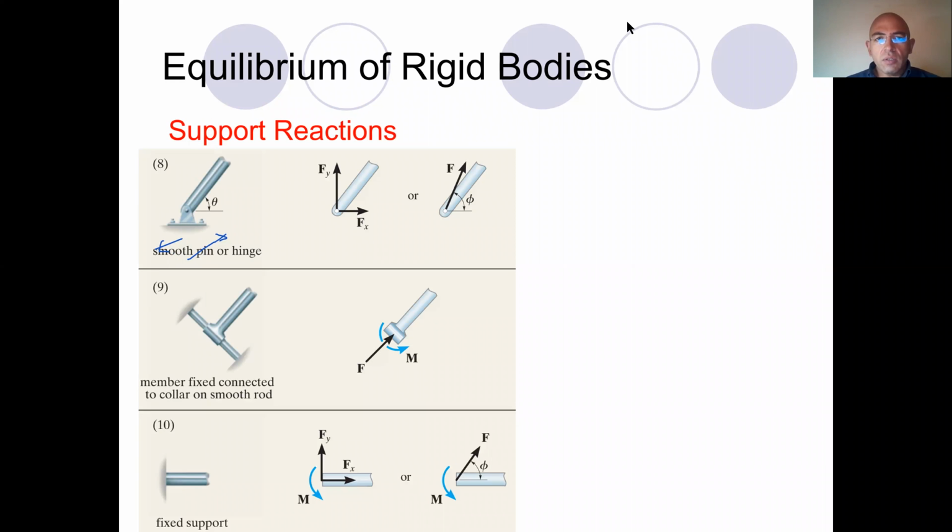So we may have a smooth pin or hinge. As you see, in this case, this type of support will not allow the motion in this direction and in this direction. Therefore, we will have forces in either direction. Certainly, it can easily rotate around this joint or this support, and there will not be any moment just because of it, because it can easily rotate.